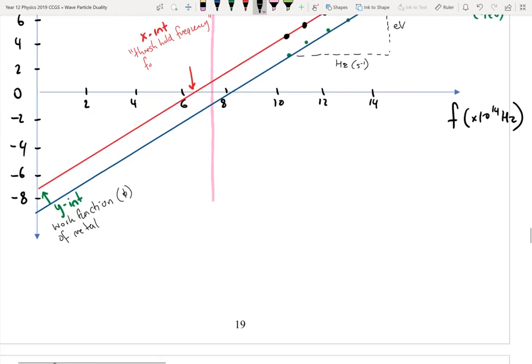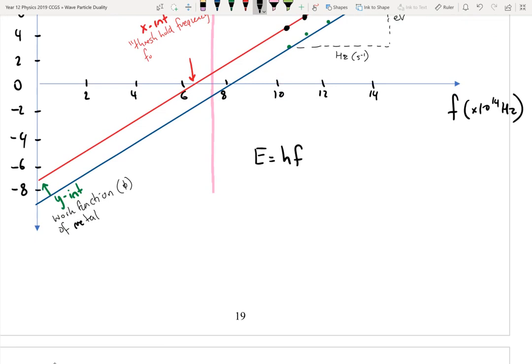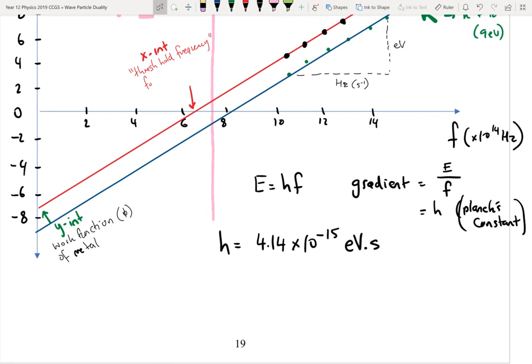Okay? And there, just down here, if you've got the room, we'll go E equals HF. So therefore, gradient, well, let's just write the word gradient, equals E over F, which equals H, which is known as Planck's constant. Okay? Now, if it's in EV, you do your rise over run, and you get H equals 4.14 times 10 to the negative 15 EV seconds. All right? Because remember, it's EV seconds because we've got EV divided by s to the negative 1. So it's an inverse of an inverse. And so the units are EV seconds. Okay? So this is now the link between frequency of light and the energy of the photon.